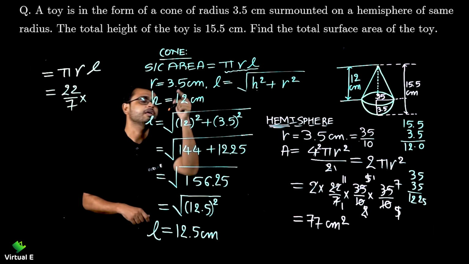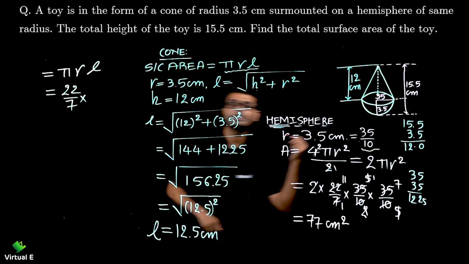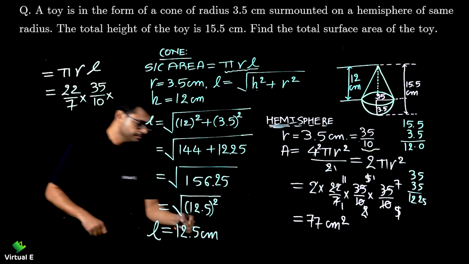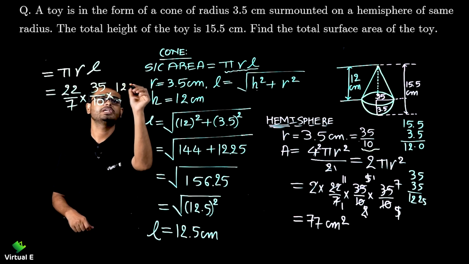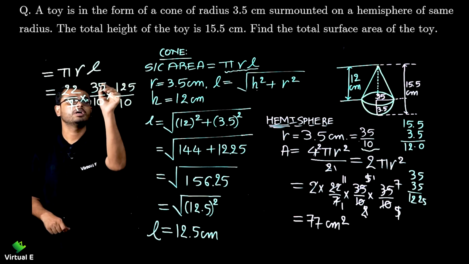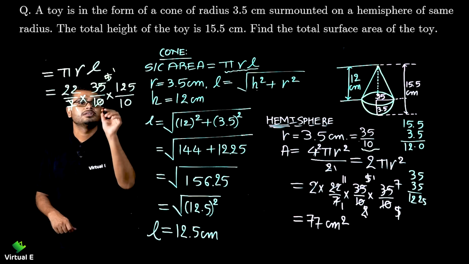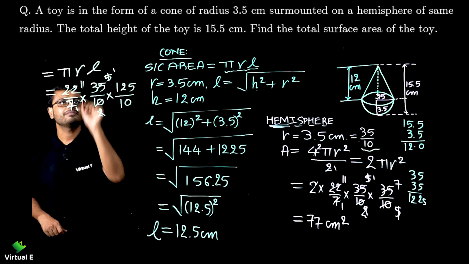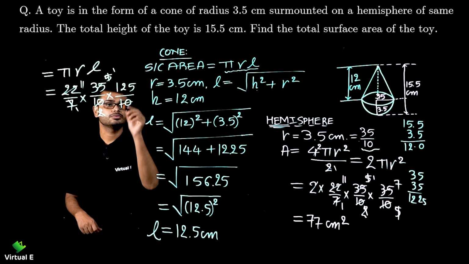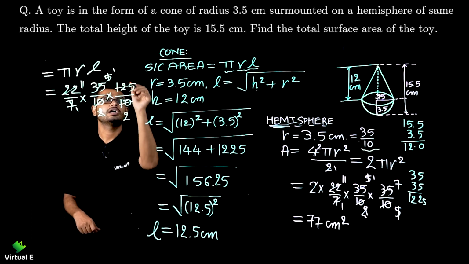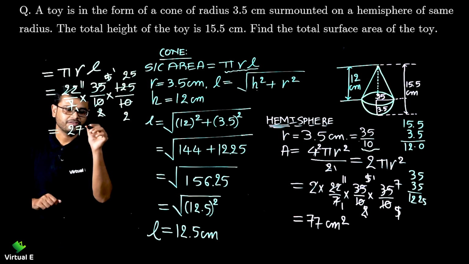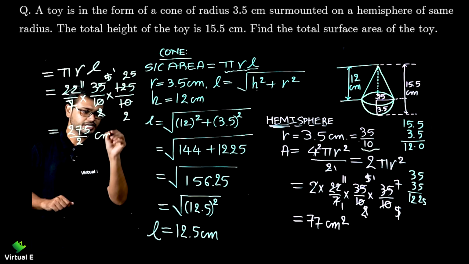Then R is 3.5. Remember, we can still write 35 by 10. So 35 by 10. Here 12.5, so 125 over 10 as well. Let's do cancellation. Can we cancel further? I think yes. Let's do 2s and 5, 2s and 5, 25s. So 11 into 25, that will give you 275 by 2 centimeter square.